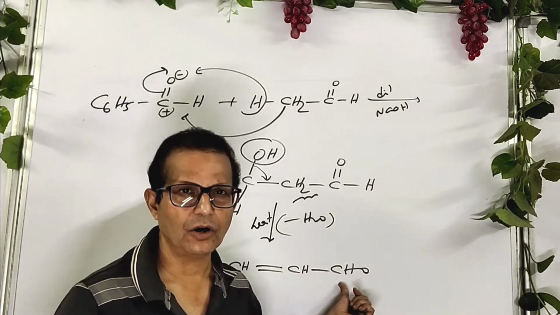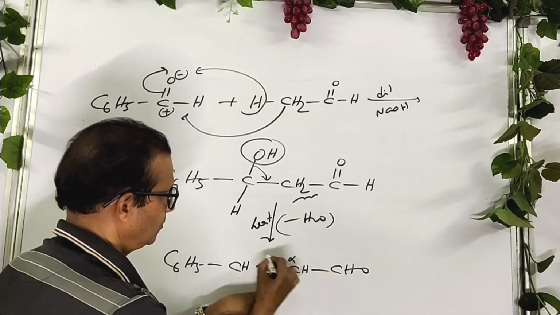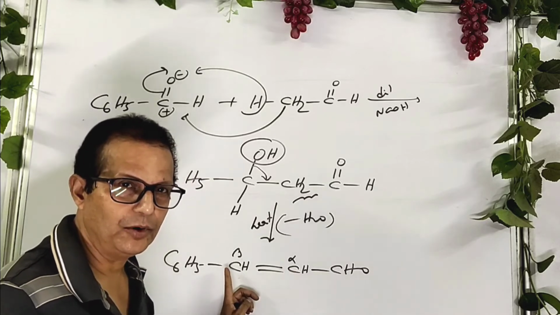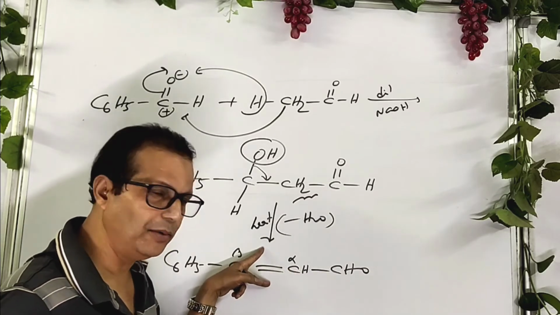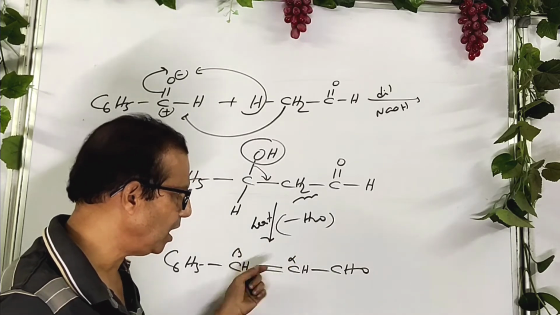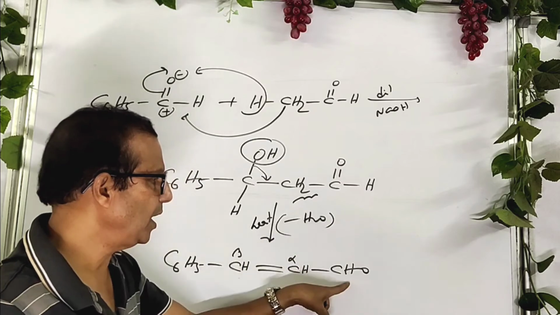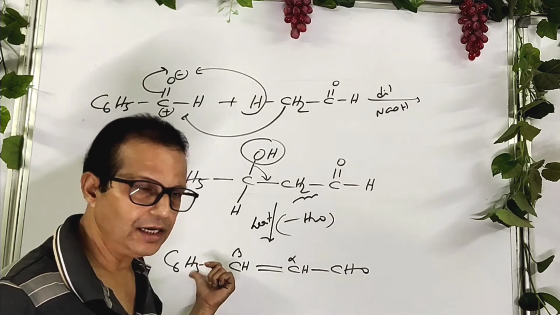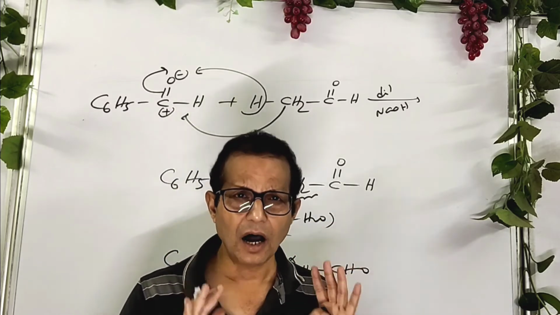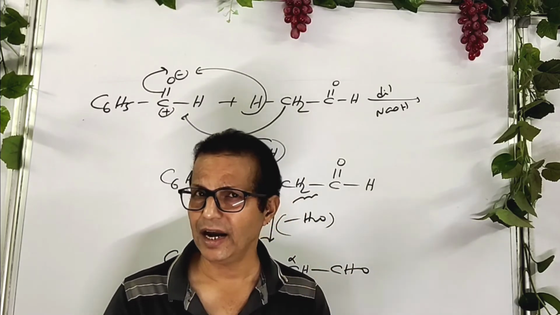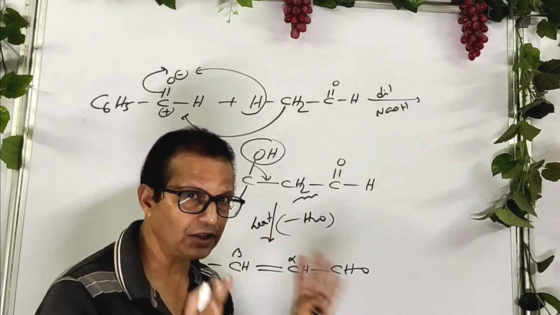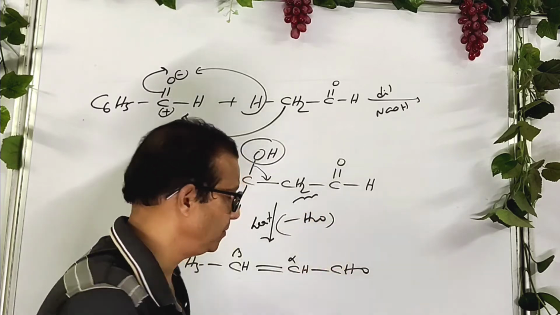This type of product is called an alpha beta unsaturated aldehyde. This is the alpha carbon, this is the beta carbon, and the alpha and beta carbons contain a double bond, that is, unsaturated. This is a benzene ring, so the compound has the general name alpha beta unsaturated aromatic aldehyde. This is very important for the entrance exam. This is not the name of the product, this is a general type.